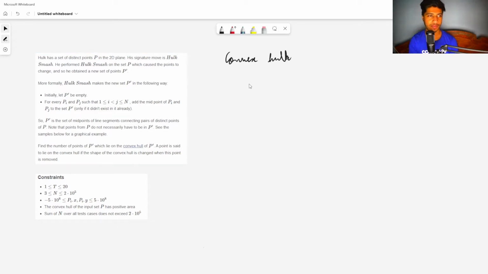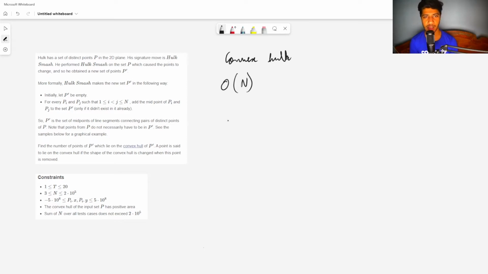So, Convex Hulk. Let's try to understand what the problem means. Before that, the prerequisites for this problem: you do need knowledge of computational geometry and how to find the convex hull of n points in O(n). I'll be using the algorithm to find the convex hull of a set of points in O(n) as a black box. If you don't already know this algorithm, you can still try to understand how the problem works.